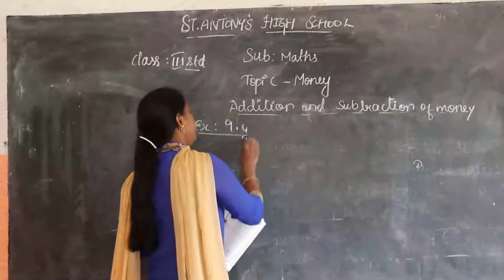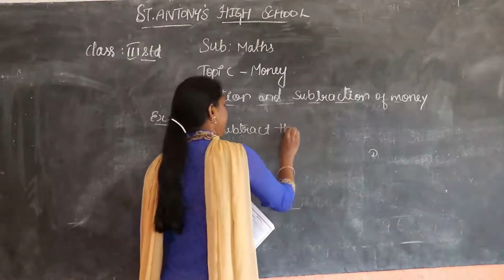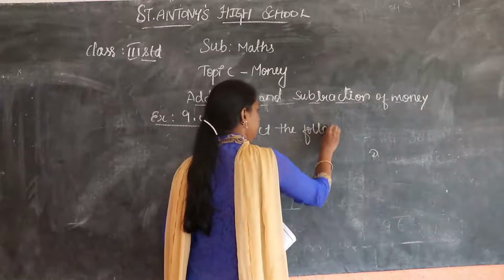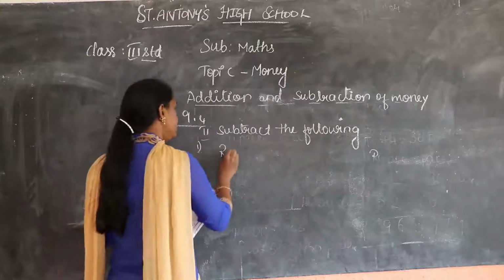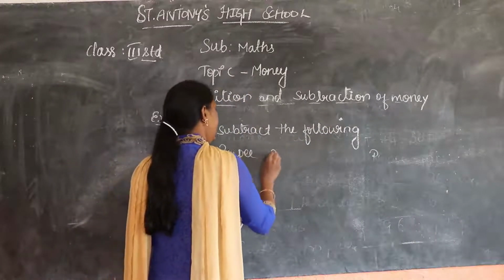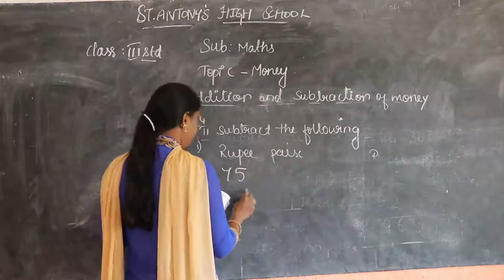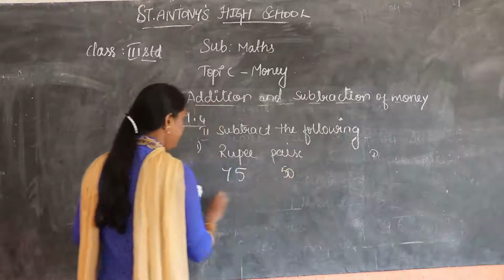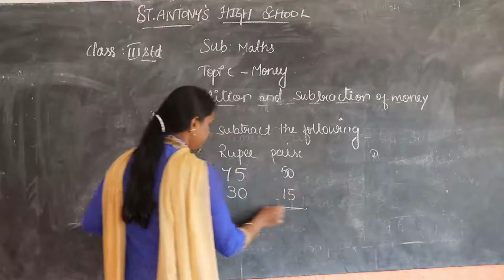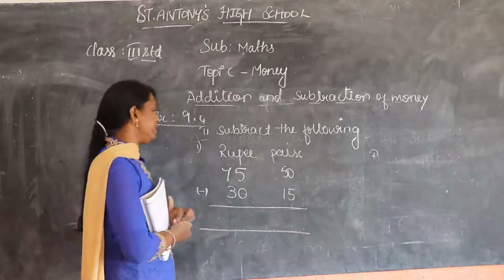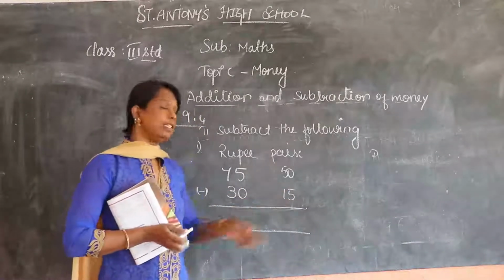Second means subtract the following. In the first one, write down the columns neatly, rupees and paisa. First one: 75 rupees 50 paisa minus 30 rupees 15 paisa. Children, here 75 rupees 50 paisa is the minuend, and 30 rupees 15 paisa is called the subtrahend.